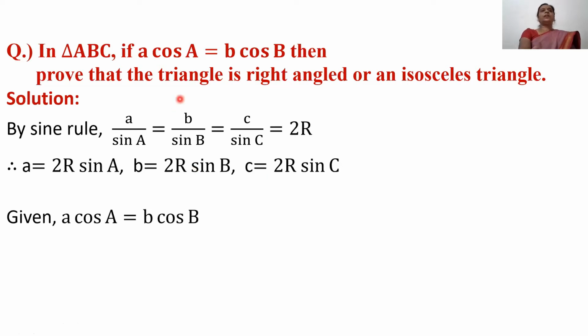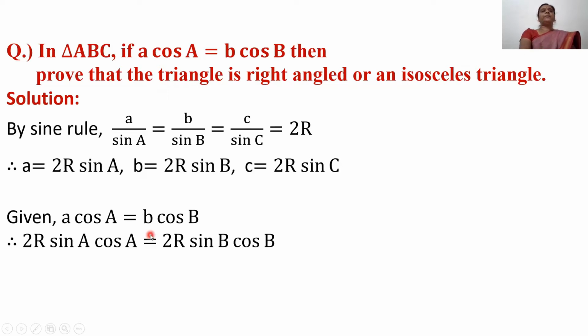Now what is given here? a cos A is equal to b cos B. Write down that a cos A is equal to b cos B. Here, keep the value of a. What is that? 2R sin A. Therefore, write down for the value of a, 2R sin A, cos A as it is. The value of b is 2R sin B. Keep that value here. Value of b, 2R sin B, cos B as it is.